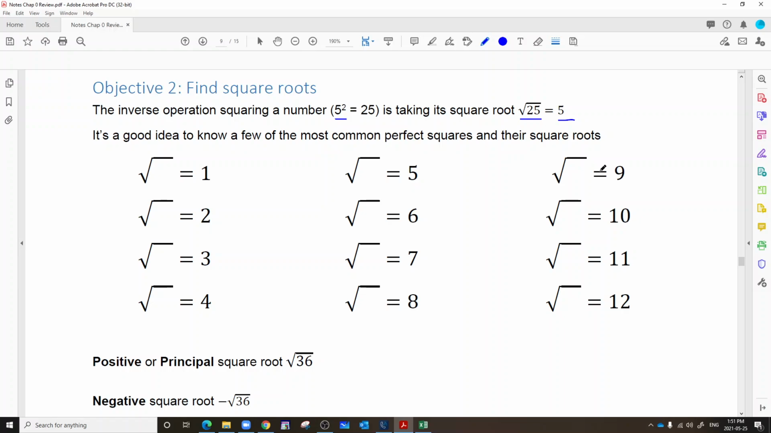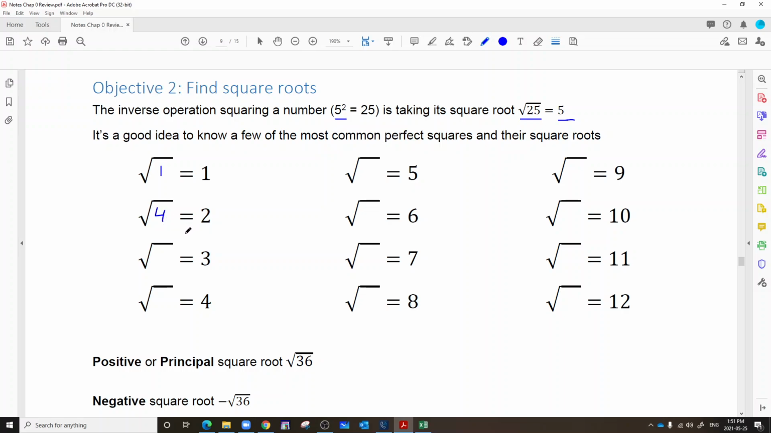It's really good in this course to be able to recognize your perfect squares up to 12 squared. Now we're going to write these in terms of square roots. In other words, I want you to know that the square root of what is 1? Well, to figure that out, you could do 1 squared is 1, or maybe you just know. So for this one, you've got the square root of what is 2, so you could think of it as 2 squared, or maybe you just know that the square root of 4 is 2.